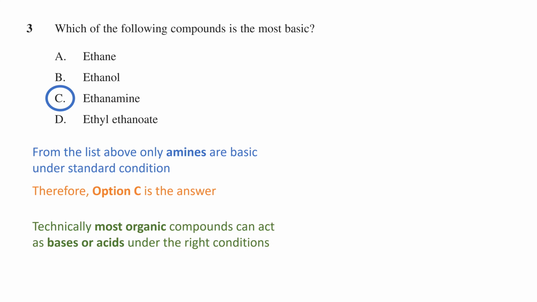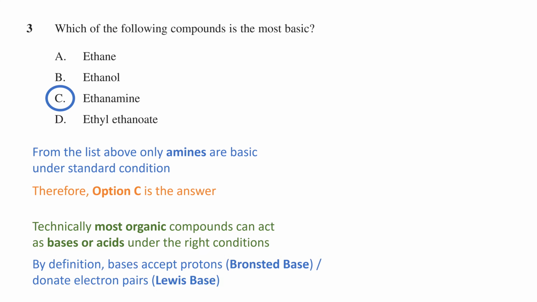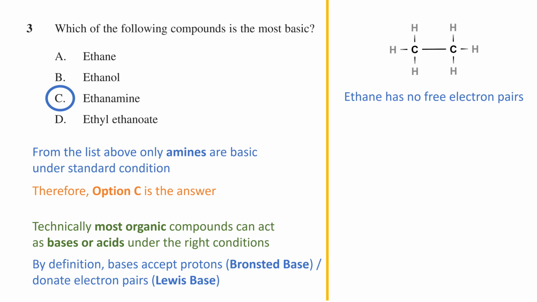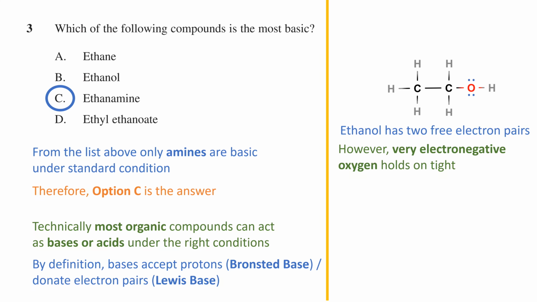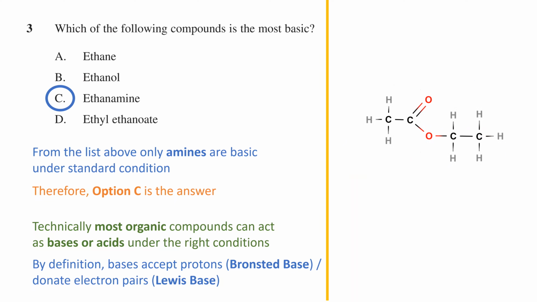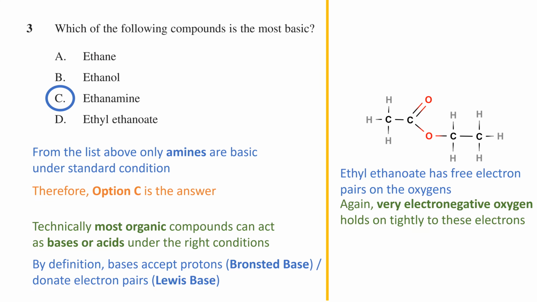Firstly, technically, most organic compounds can act as bases or acids under the right conditions. By definition, bases accept protons, the Bronsted base definition, or donate electron pairs, the Lewis base definition. Looking at ethane, it has no free electrons, so therefore cannot act as a base under standard conditions. Ethanol has an OH group, and therefore two free electron pairs on the oxygen atom that could be donated. However, being very electronegative, the oxygen holds on to these electron pairs quite tightly, and it is therefore not very basic. Moving on to ethyl ethanoate, this molecule also contains oxygens and therefore has free electron pairs on the oxygen, but again, with their strong electronegativity, these will not be donated easily.